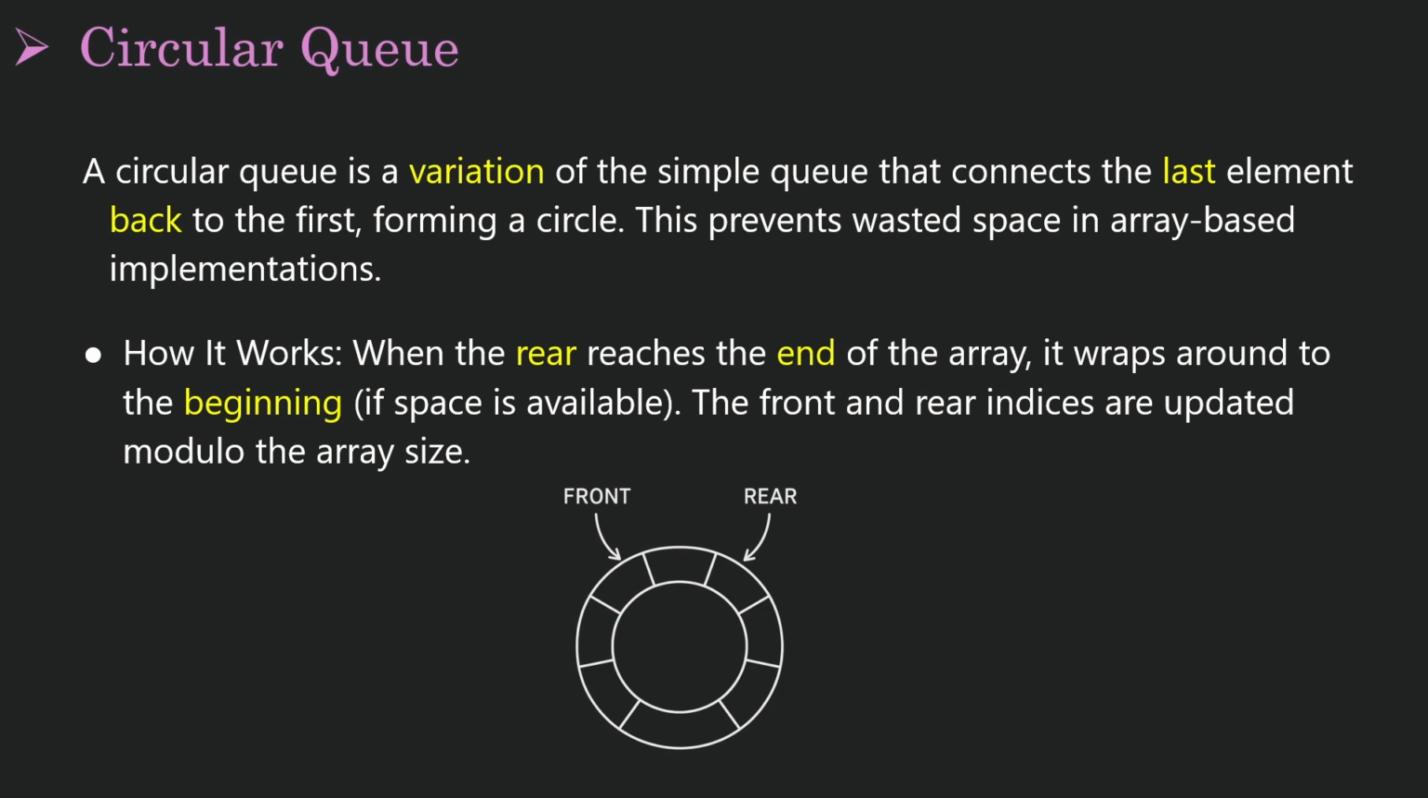Let's jump right in. Circular queue. A circular queue is a variation of the simple queue that connects the last element back to the first, forming a circle. This prevents wasted space in array-based implementations. How it works: when the rear reaches the end of the array, it wraps around to the beginning if space is available. The front and rear indices are updated using a modulo operation to maintain the circular structure.